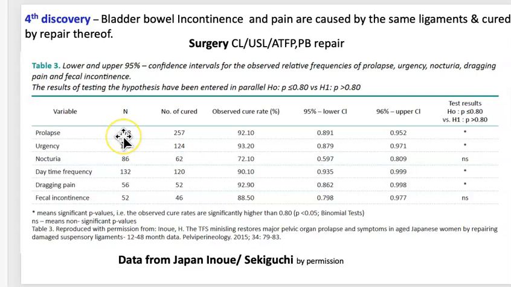So this was from Dr. Inoue's work. Prolapse, he got 92% cure, urgency 93, nocturia 72, frequency 90. This is at 12 months. 92% dragging pain and 88% fecal incontinence. These are astounding figures. I was never able to achieve them as good as this.